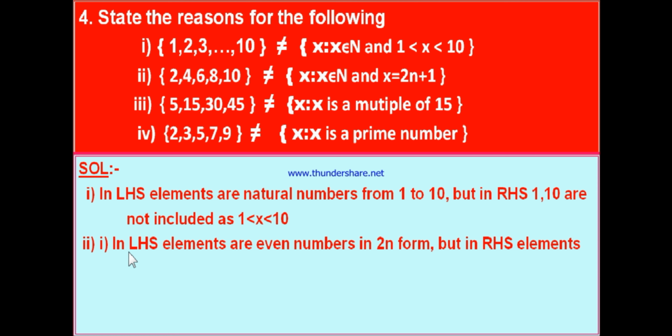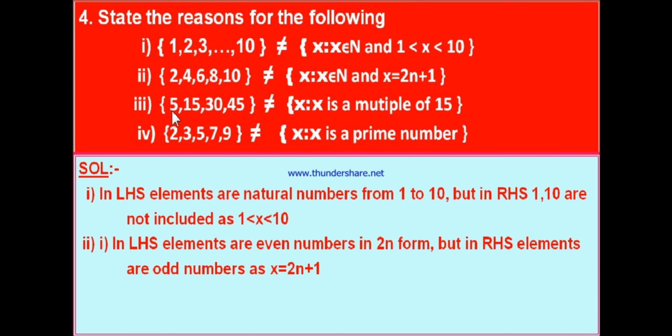You see here the reason. In LHS, elements are even numbers. The even number should be in the form of 2n. But whereas in RHS, the elements are odd numbers which are in the form of 2n plus 1. Therefore, they are not equal.